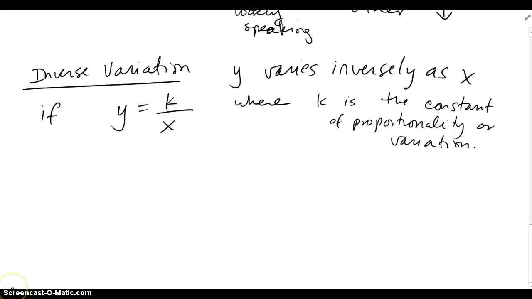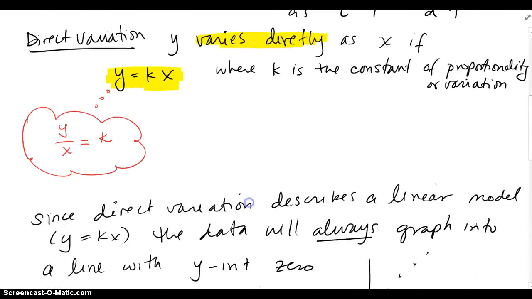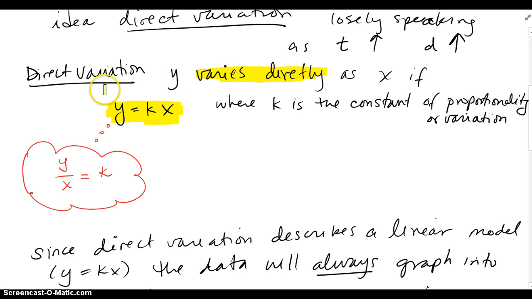So what does inverse variation say? Inverse variation says y varies inversely as x if y equals k over x, where k is the constant of proportionality or variation. Kind of like we did for direct variation, but direct variation said y is equal to a constant multiple of x. So you multiply x by the same constant to get your y.